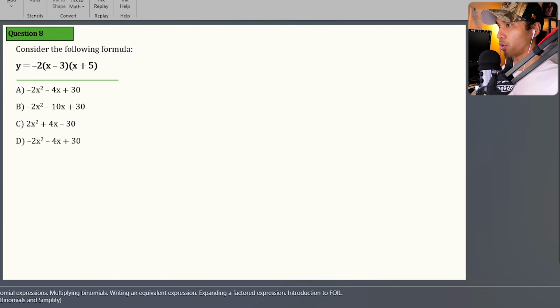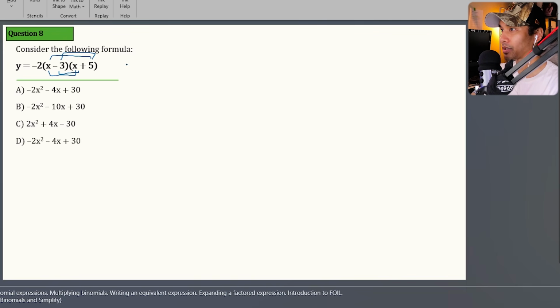Consider the following formula. So this one is actually an easy question, and I'm going to solve it a different way rather than foiling first, because usually I would just FOIL first. And foiling, all we're doing is 4 operations. We're doing x times x, x times 5, negative 3 times x, and negative 3 times 5. So yes, 4 operations, right? That's what I would do first.